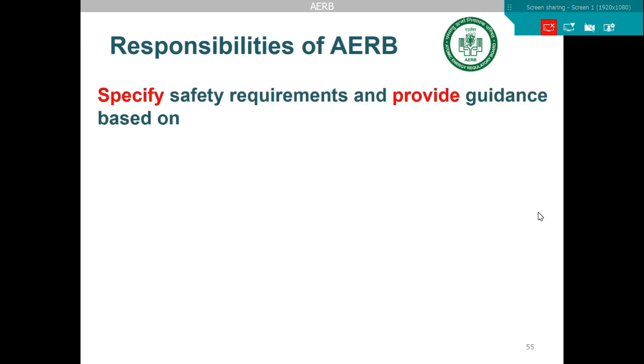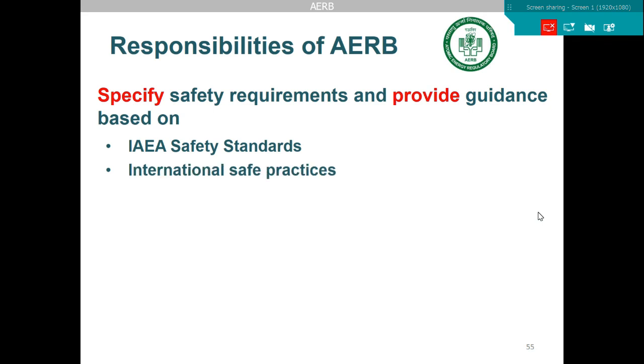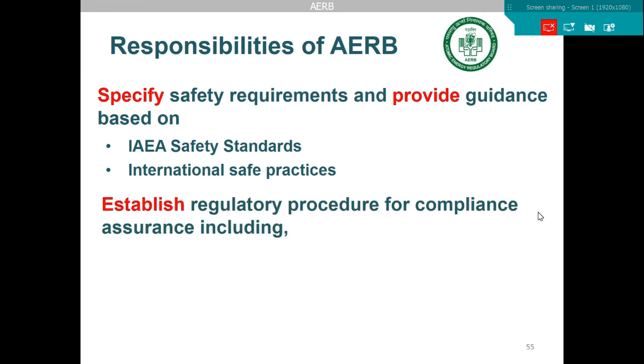To add, AERB specifies safety requirements and also provides guidance to users. These safety requirements and guidance are based on IAEA safety standards, that is, safety standards published by the International Atomic Energy Agency of the United Nations. We make use of those standards, and by specifying safety requirements and guidance, international safe practices are referred to and adhered to. AERB establishes regulatory procedure for compliance assurance. Compliance assurance is the task of the competent authority. Compliance is the duty of the user. So the competent authority, AERB, has established regulatory procedure for compliance assurance.